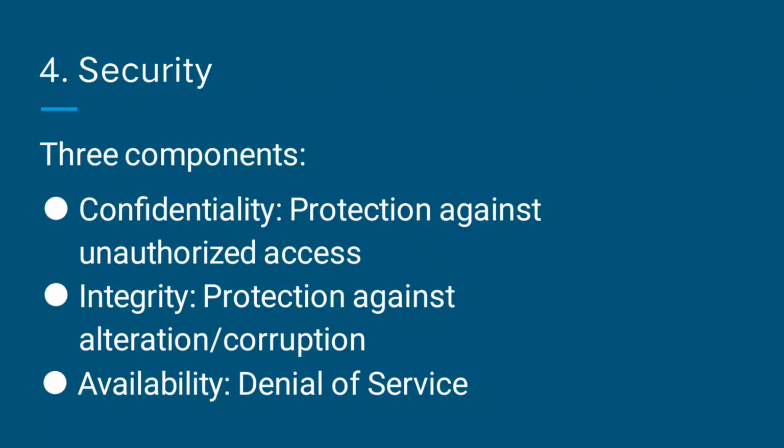When it comes to security, there are three components: confidentiality, integrity, and availability. Confidentiality is the protection against unauthorized access. The next one is integrity, which is the protection against alteration and corruption. The last one is availability. Each resource should be made available to the users. Some types of attacks may occur, for example, denial of service, which makes the services unavailable to the users.